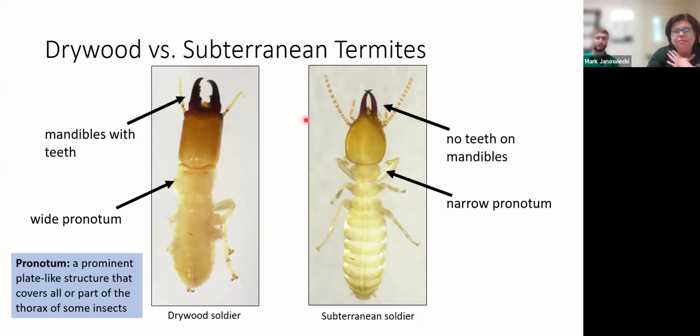We also can see a difference in the pronotums. Okay, so the pronotum is this plate-like structure right behind the head. It covers the majority of the thorax, but really it's kind of analogous to what a neck would be like on any other animal. It's what we would call the neck. And on a drywood termite, it's going to be as wide as the width of the head, whereas on a subterranean termite, it's going to be narrower than the width of the head.